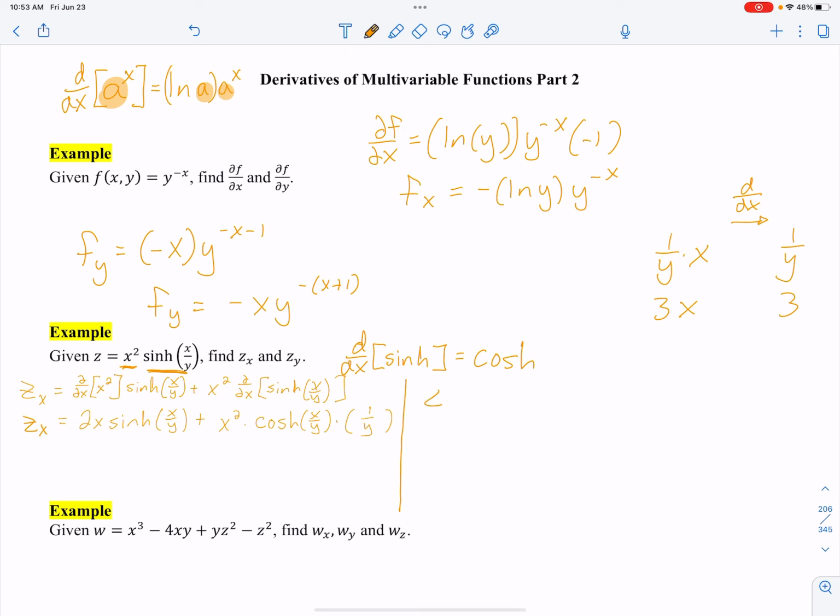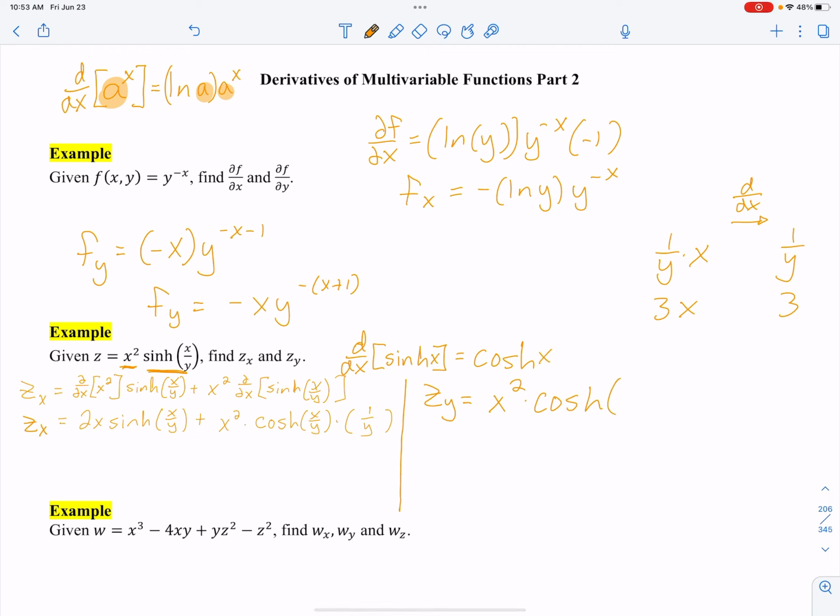They also want the partial with respect to y, which is actually a little shorter. The only y is inside, so x squared is a constant. I leave it there. The derivative of hyperbolic sine is hyperbolic cosine. I guess we should have put x's up here.